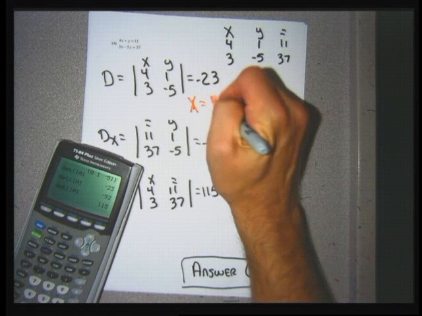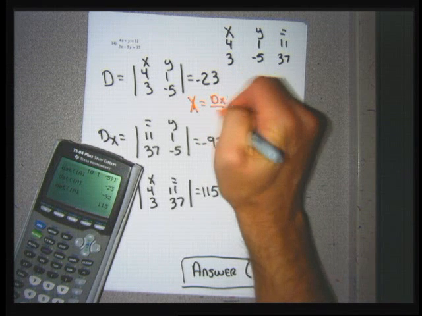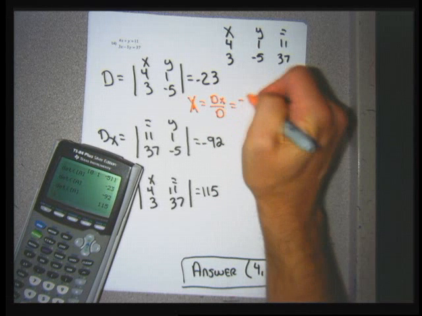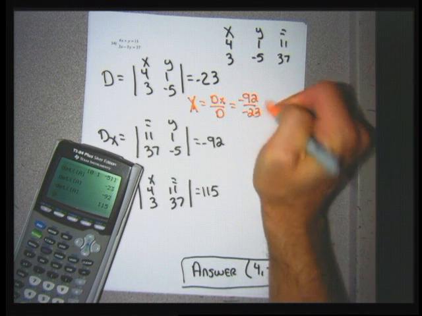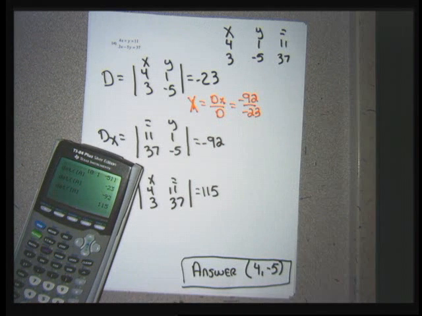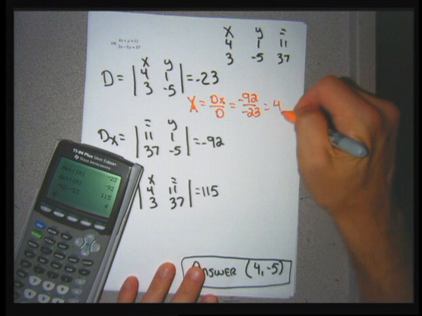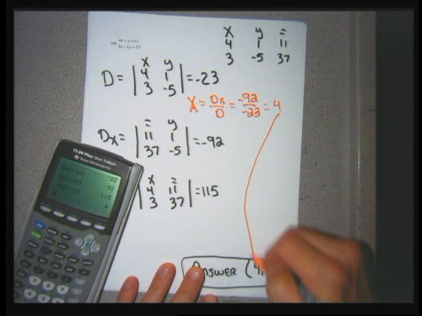X is equal to d sub x over d. D sub x is -92. D is -23. I'm going to divide -92, so I'm going to go -92 divided by -23, and I get 4. Good thing, because that's supposed to be the answer for x.